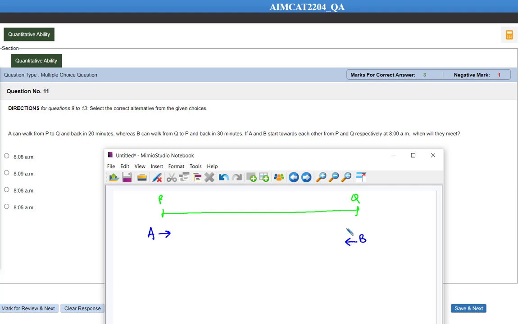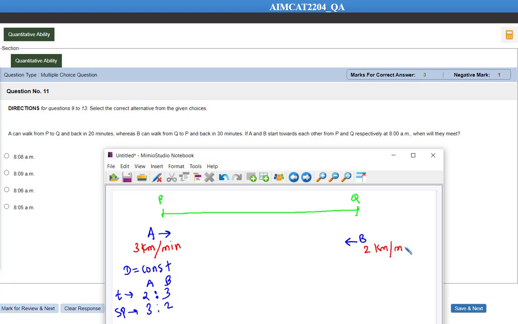A can complete the round trip in 20 minutes whereas B can complete the round trip in 30 minutes. So over here the distance is constant. So the ratio of time taken by A and B is how much? The ratio of time is 2 is to 3. So the ratio of speed is going to be 3 is to 2. Okay everyone, so I am going to assume that the speed of A is 3 kilometer per minute. Why per minute? Because the data is given in minutes. And let's assume the speed of B as 2 kilometer per minute.